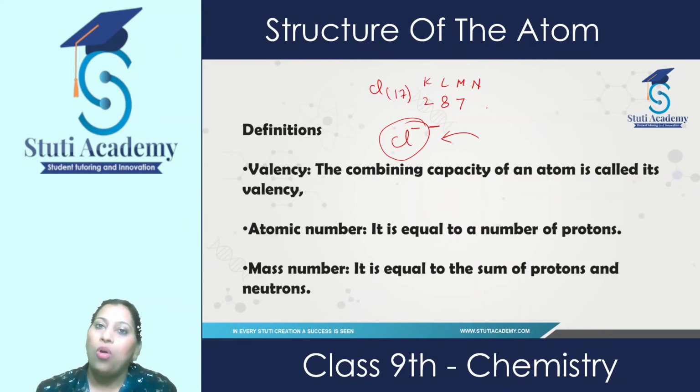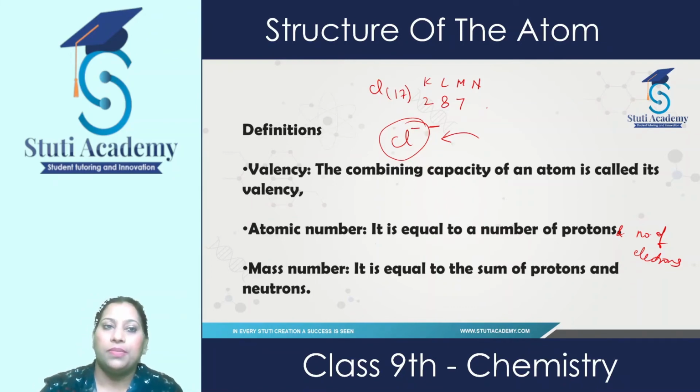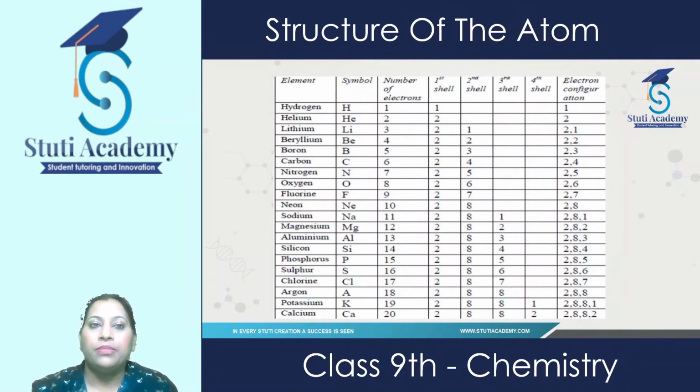So this is known as valency: the losing or gaining of electrons to make the outermost shell completely filled. Atomic number is equal to the number of protons and the number of electrons. Mass number is equal to the sum of protons and neutrons. Now in this table, elements are written with their symbols and the number of electrons present. It means it is their atomic number also. Electrons are equal to protons and atomic number.